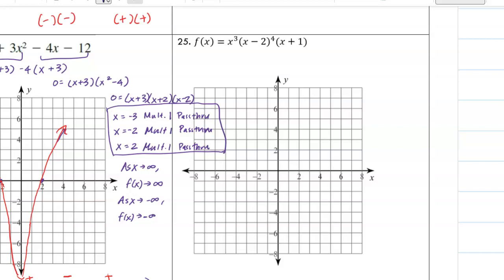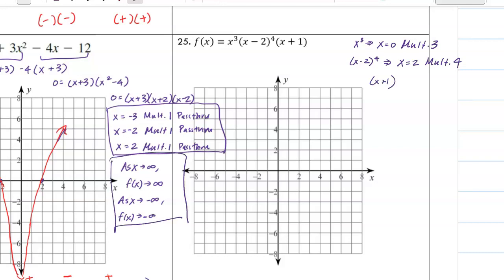We're going to do another section on polynomials where you have to factor these intense polynomials, but this is already factored for you because I'm easing you into graphing. Okay. So x equals 3 is going to give us x equals 0 with a multiplicity of 3. And then x minus 2 to the fourth is going to give us x equals 2 with a multiplicity of 4. And then x plus 1 is going to give us x equals negative 1 with a multiplicity of 1.